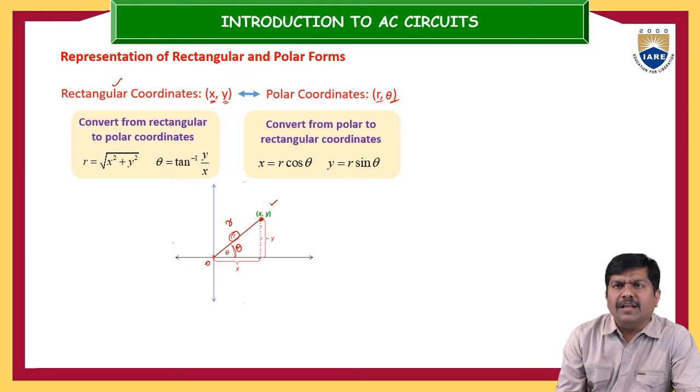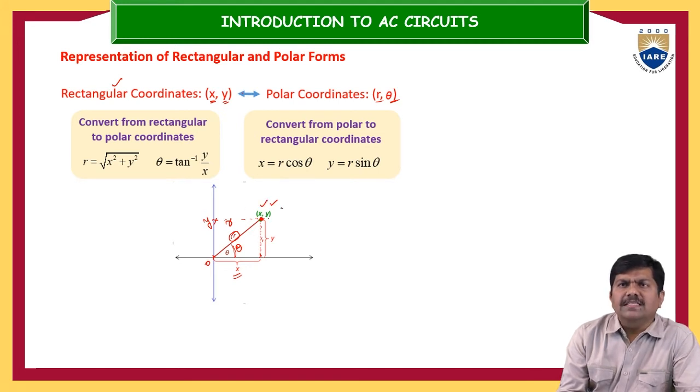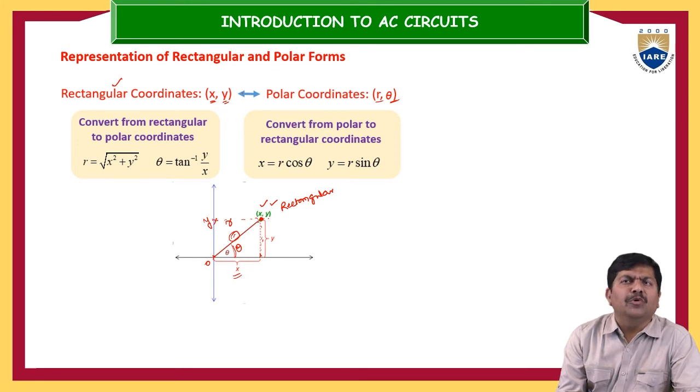What are the ordinates of this particular point? If you draw a line onto the reference point, this is small x, and vertically this is y. So this x comma y is the way of representing rectangular coordinates. And for the same thing, instead of marking x comma y, I join this point to the reference point, the center, and this line makes an angle of theta.